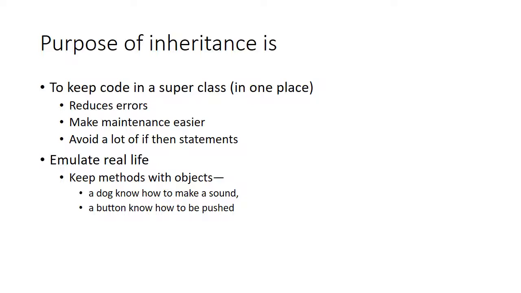That reduces errors, so if you make a correction on one section of code, you don't have to remember to make a correction on a second section of code, which makes maintenance easier. It also avoids a lot of if-then statements. And finally, it emulates real life.